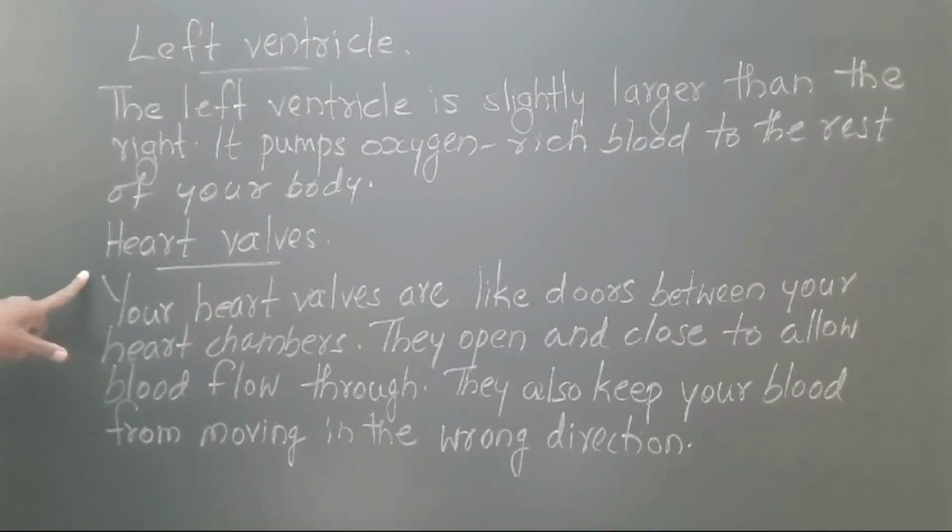Now we'll see heart valves. Your heart valves are like doors between your heart chambers. We learned there are 4 chambers, and between them there are valves. They open and close to allow blood to flow through. They also keep your blood from moving in the wrong direction. It doesn't allow the blood to flow in the wrong direction.